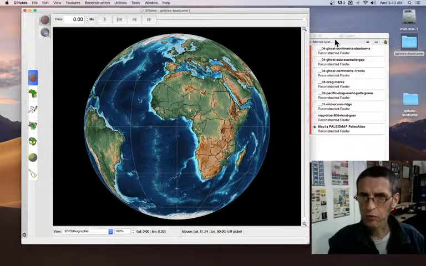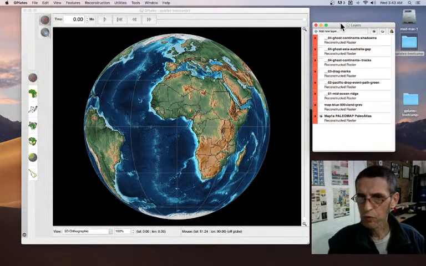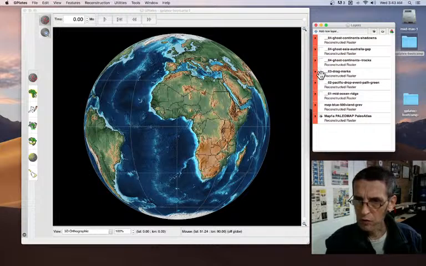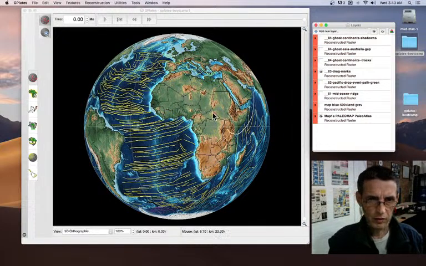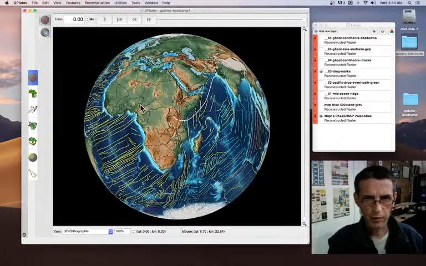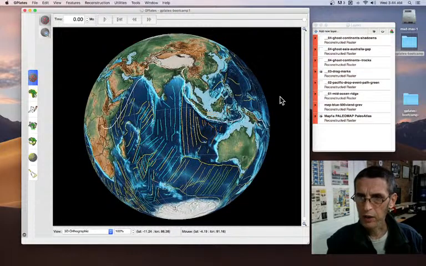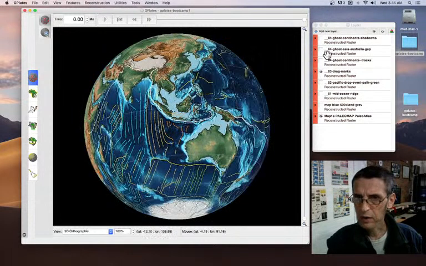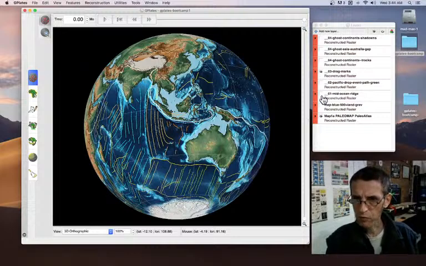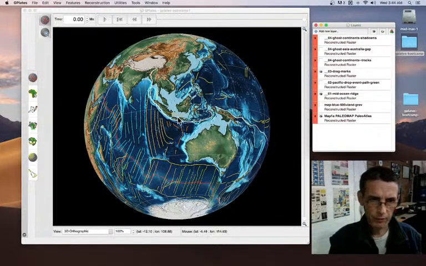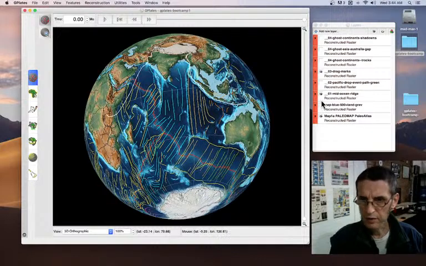Let's say we're talking about the drag marks pattern. So we can show the drag marks pattern over the paleo map. That's nice. And we can see the mid-ocean ridge in red. Here we go. We got the mid-ocean ridge in red as a layer.